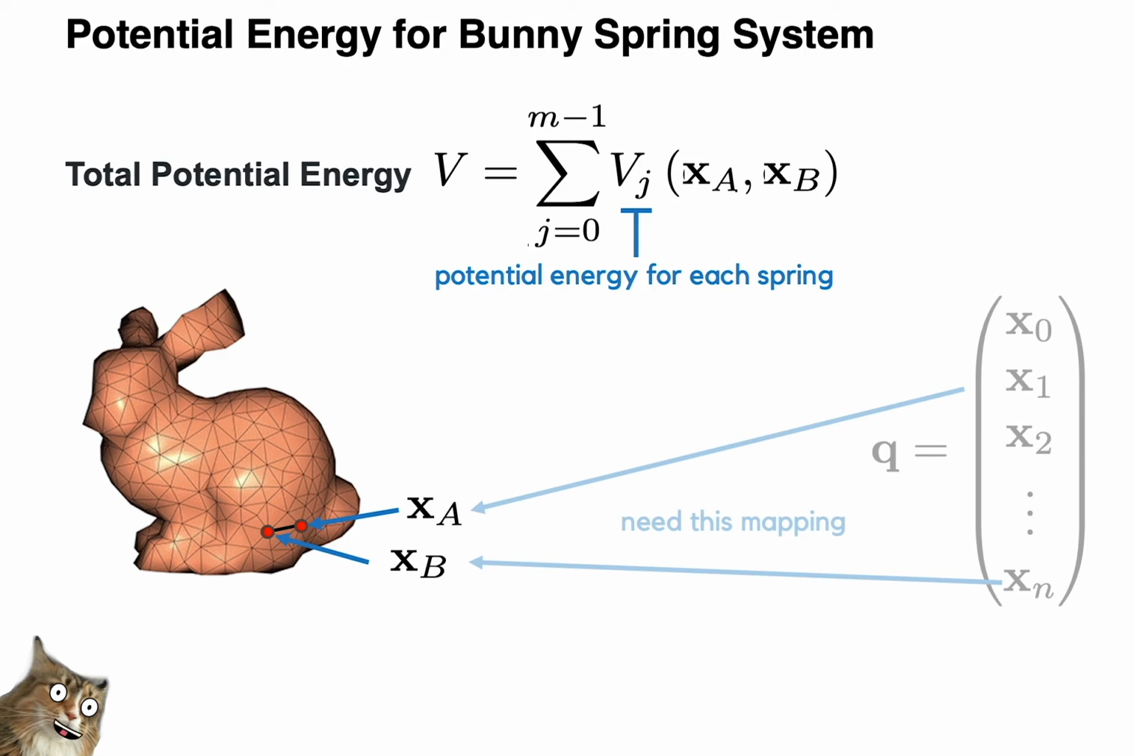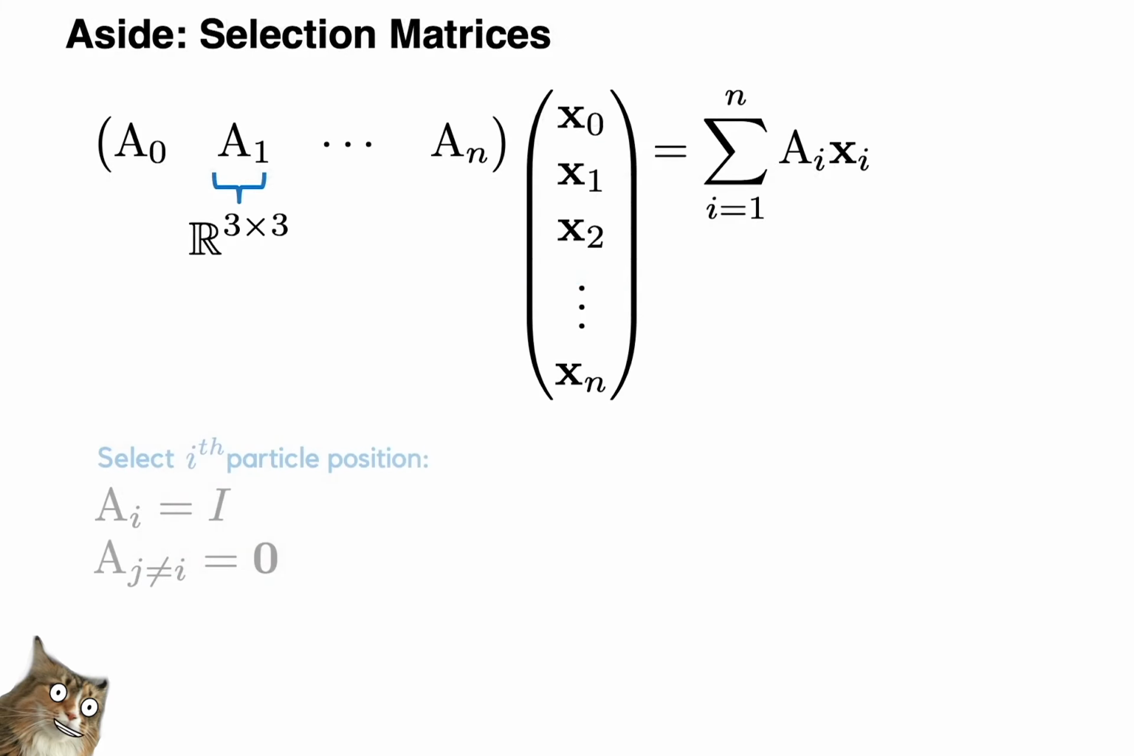The actual values for these endpoints are stored in our large q vector, and now our goal is to establish a mapping so that we can express the total potential energy in terms of this larger vector q. In order to do this, we are going to need to introduce the concept of selection matrices.